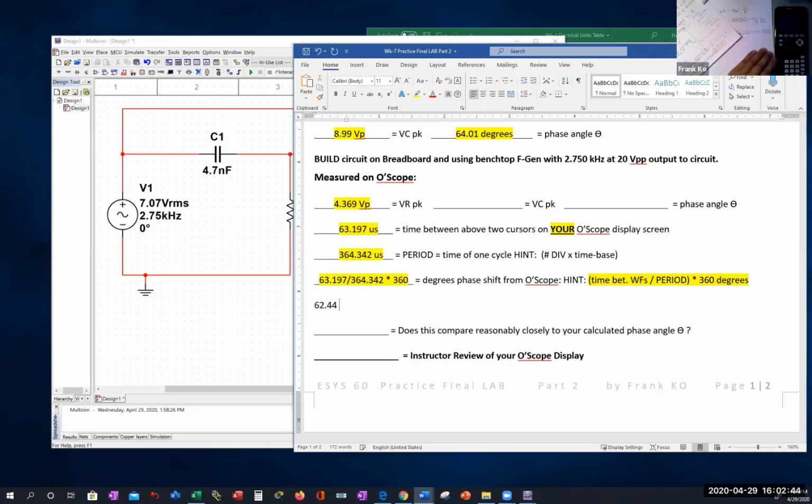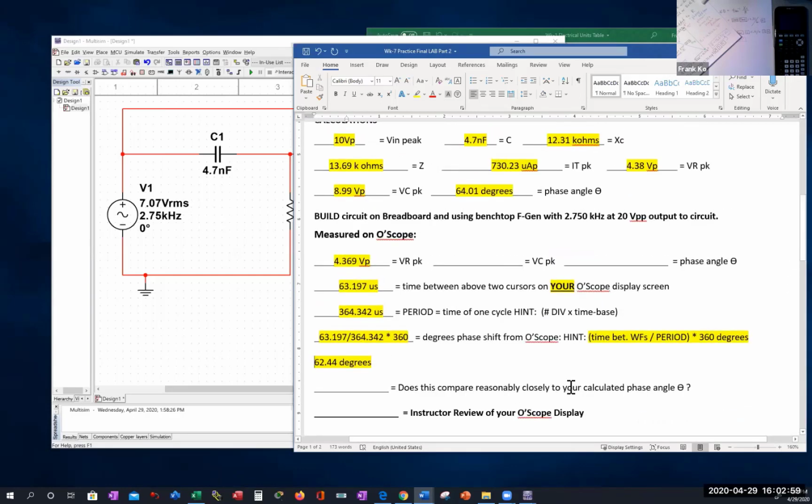62.44 degrees is what we calculated, okay? And highlight that in yellow. The question here is, does this compare reasonably to your calculated phase angle up here? I'll do this in a slightly different color, okay? Do these two degrees calculate reasonably close to each other? Your calculated value using the Pythagorean theorem was 64.01 degrees, and best as we could determine from the oscope, 62.44.